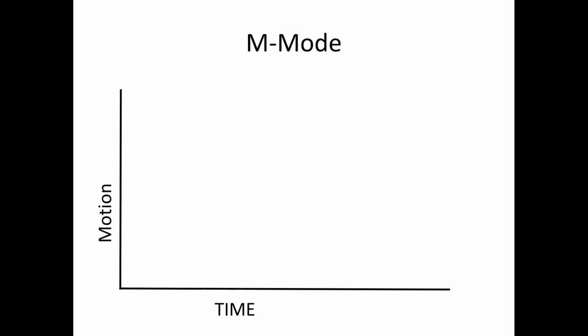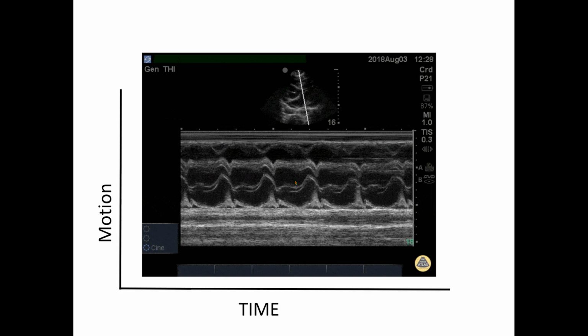M mode is one of the modes that we use for different measurements, and it maps motion along a line over time. So it just drops a line into your image, and then when you hit M mode again, it's going to give you this map on the bottom. So the line is here, and all of this stuff is the motion along that line over time.